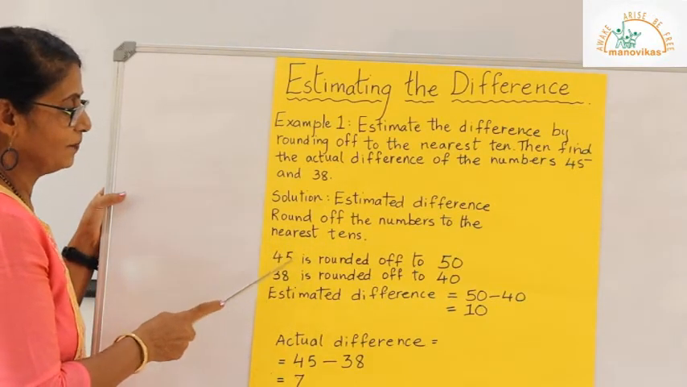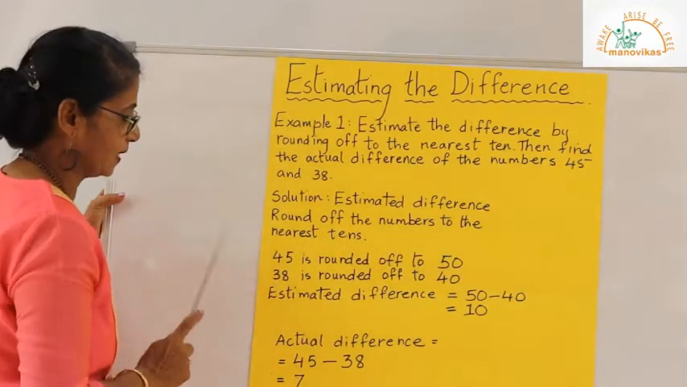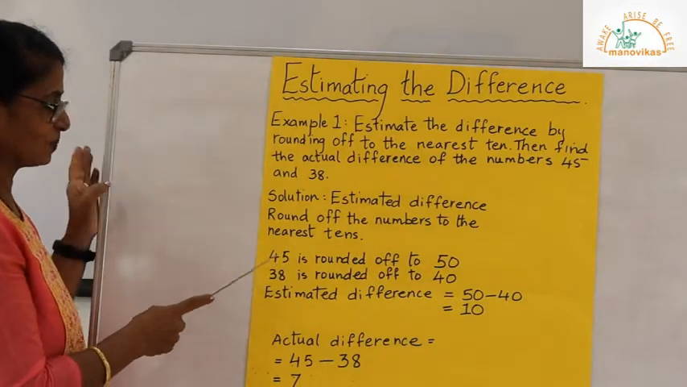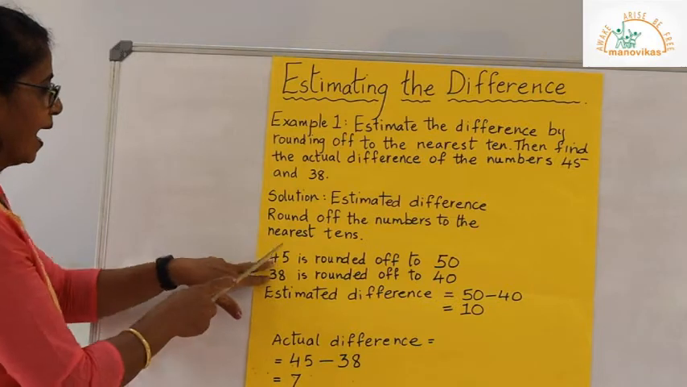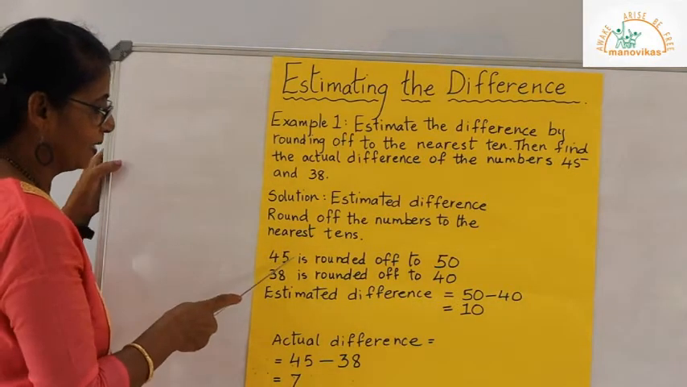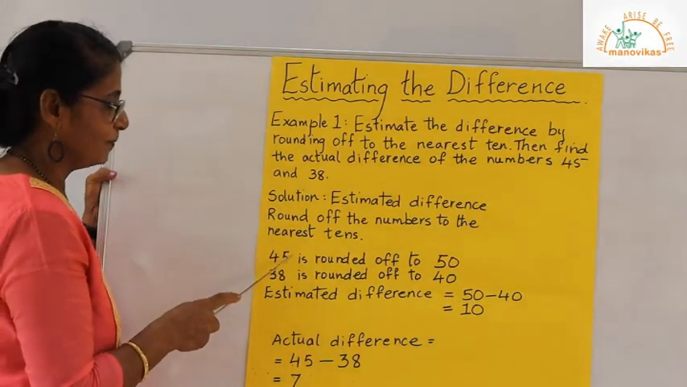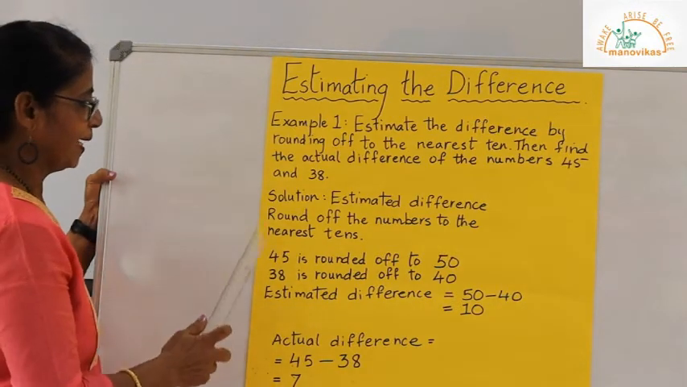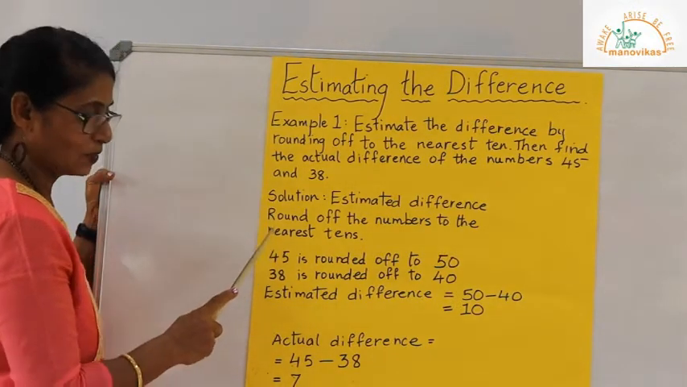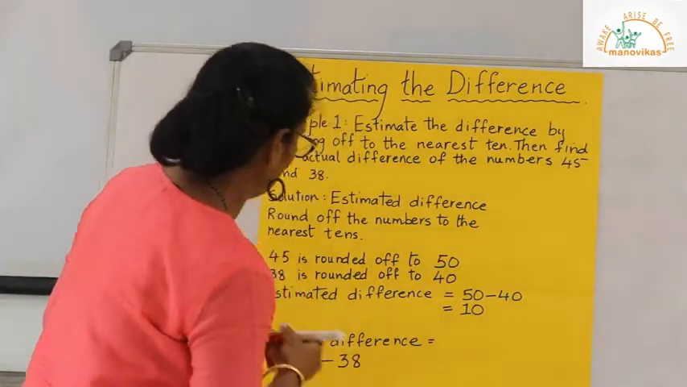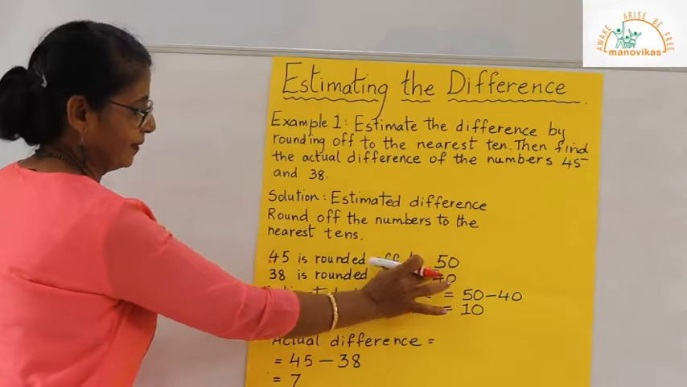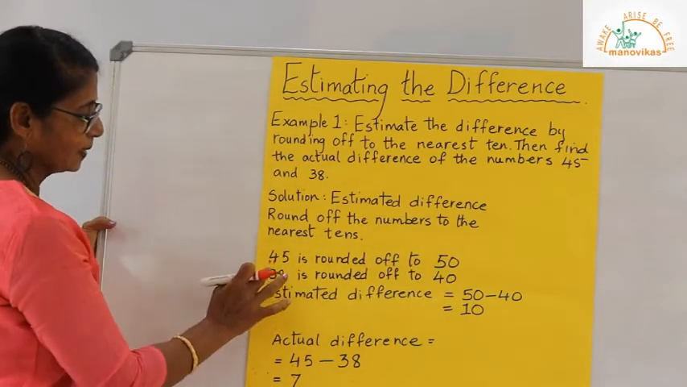Now 45 is rounded off to 50 because the number in the tens place is 4 and the number in the ones place is 5. When it is 5 and above, what we do is we plus 1. We plus 1, it goes up. And so we get the number 50.